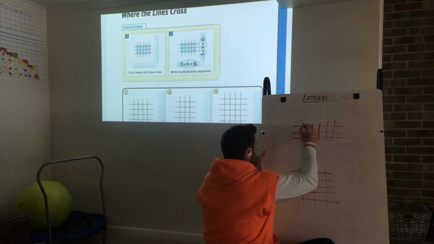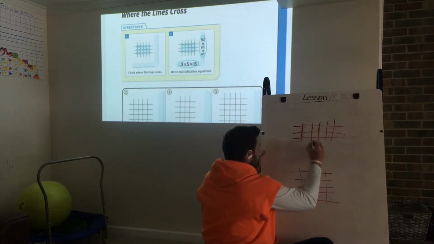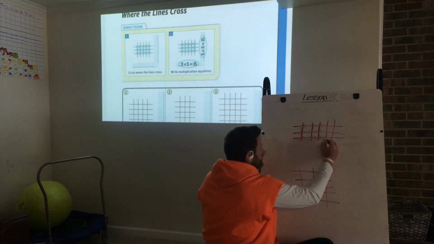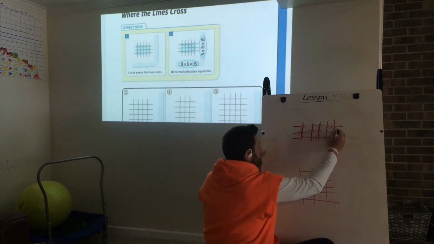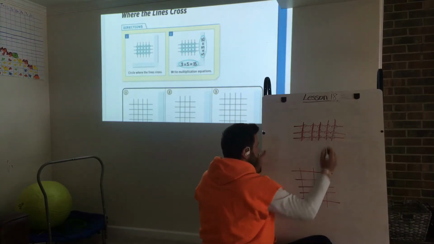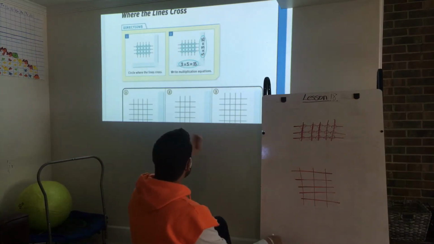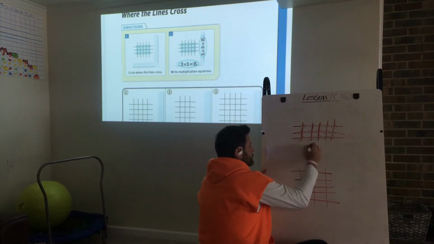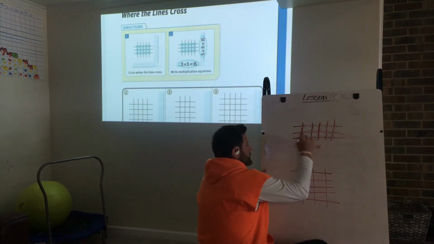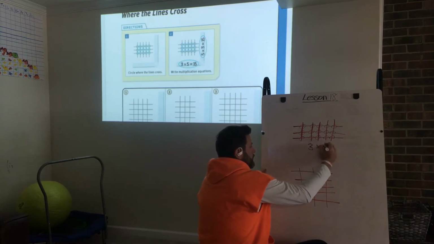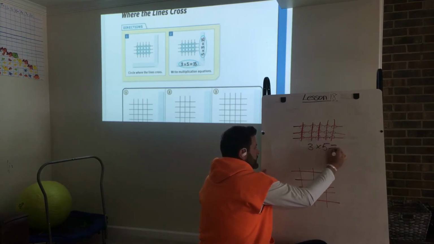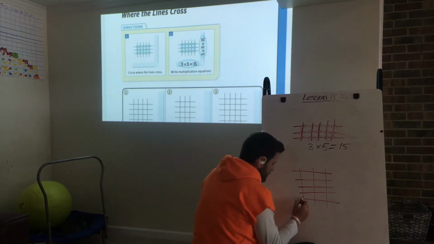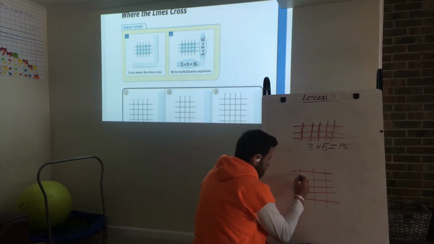So I'm circling where they cross. There's 1, 2, 3, 4, 5, 6, 7, 8, 9, 10, 11, 12, 13, 14, 15. So the equation you would write for this one is 3 rows times 1, 2, 3, 4, 5 in each row. 3 times 5 is 15. But here, we know it's the same, but the factors are going to flip.